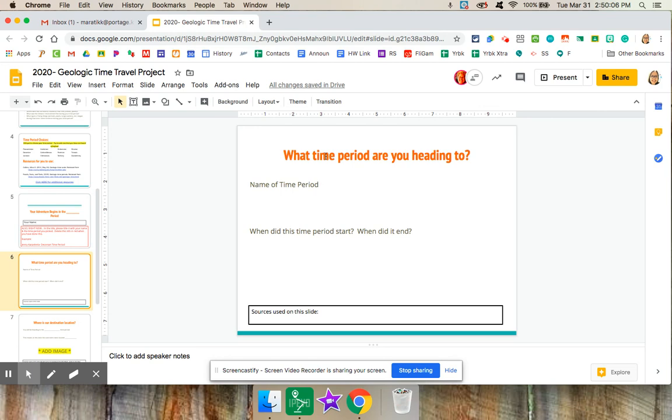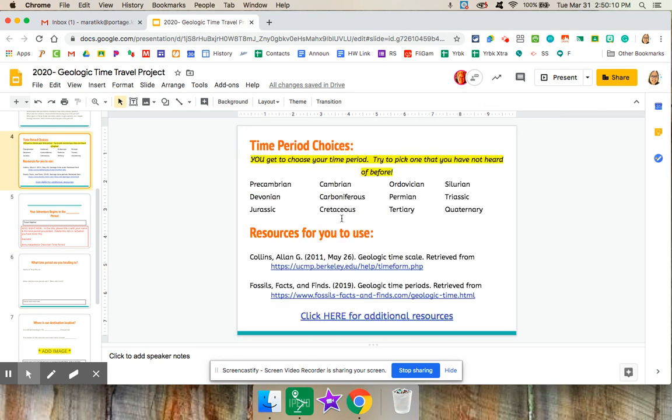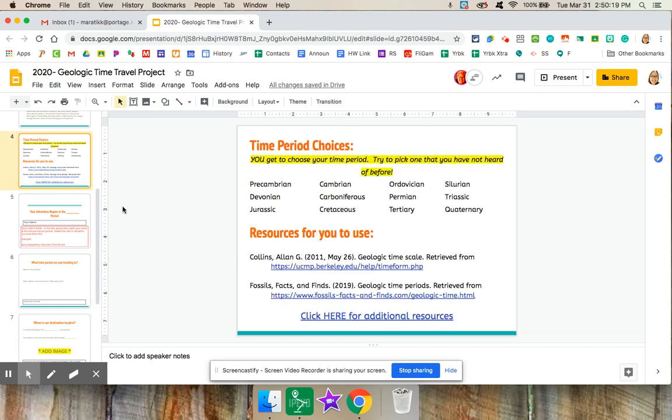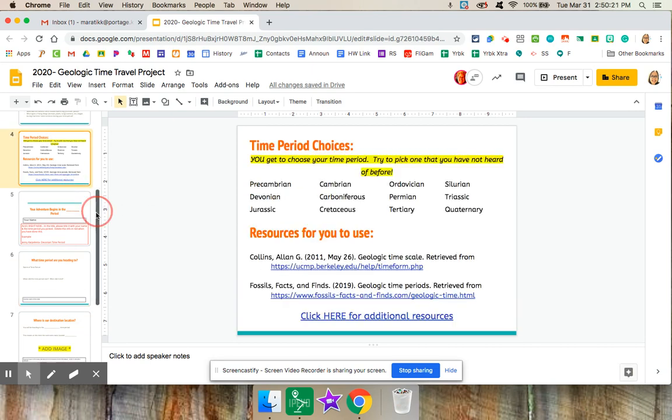So then next, what time period are you heading to? What is the name of it? That's what you chose from here. So put that here. When did this time period start? When did it end? So that's where you can find those millions of years ago. Again, use those two good sources on slide number 4.